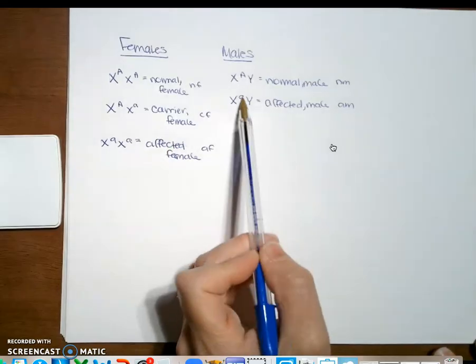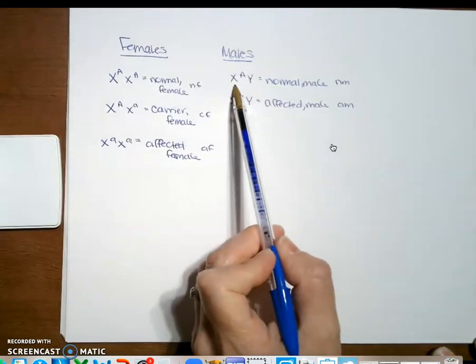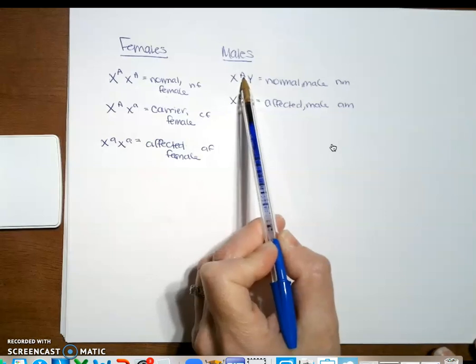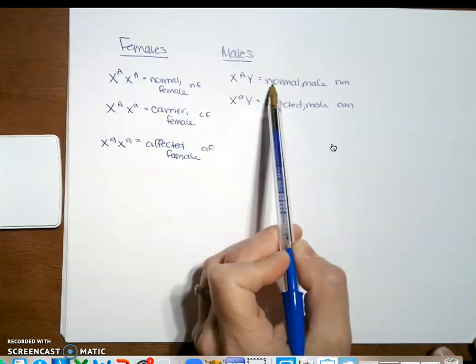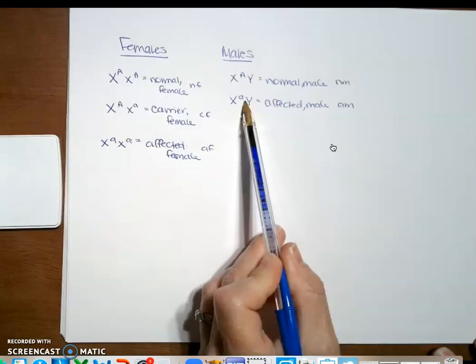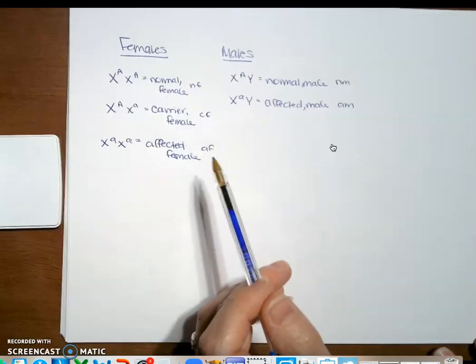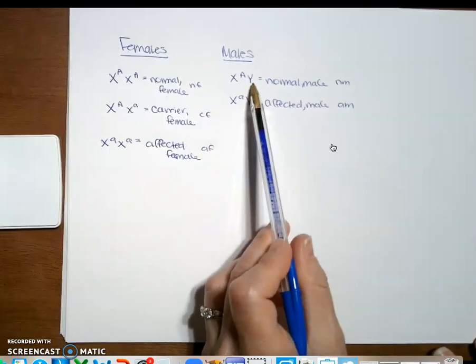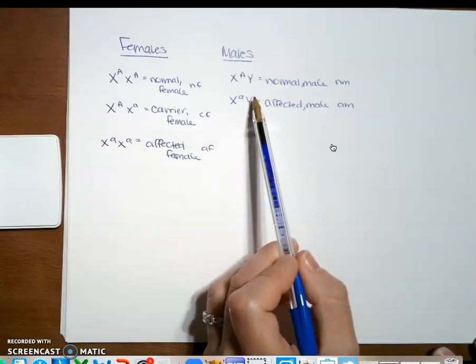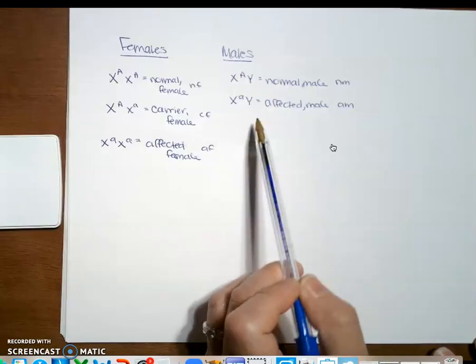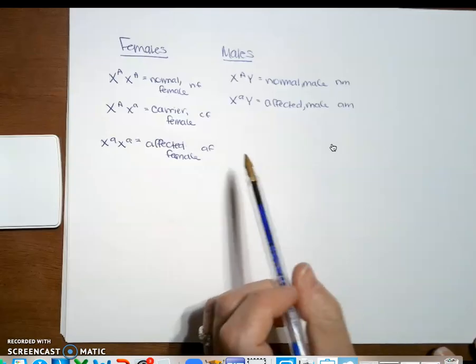With males, there's only two options, kind of 50-50. Either he got the normal gene from mom, which means he's normal and can see normal colors, or he got the affected gene from mom, in which case he would be colorblind. Dad doesn't matter because it's a Y chromosome, and you'll notice there's no A on the Ys because this gene is only found on the X chromosome.